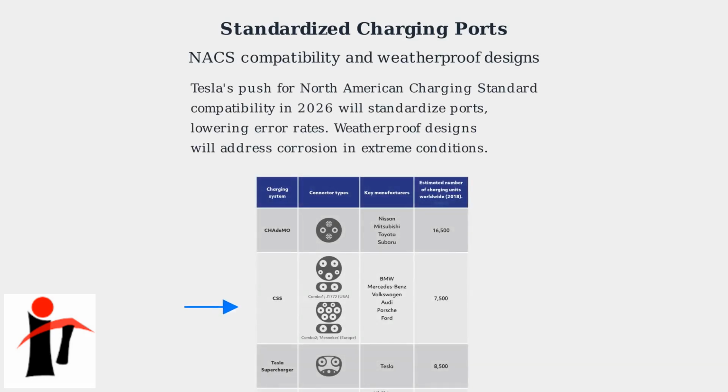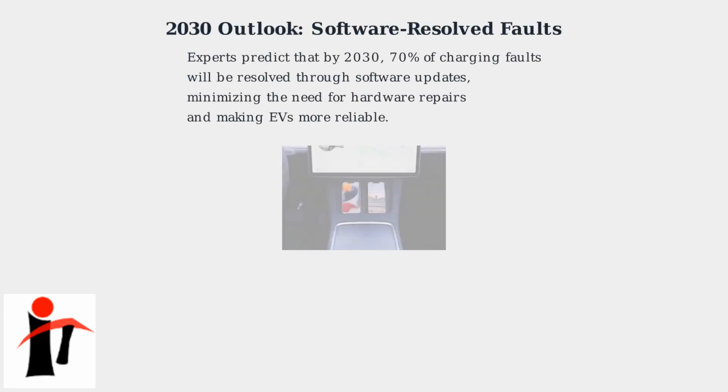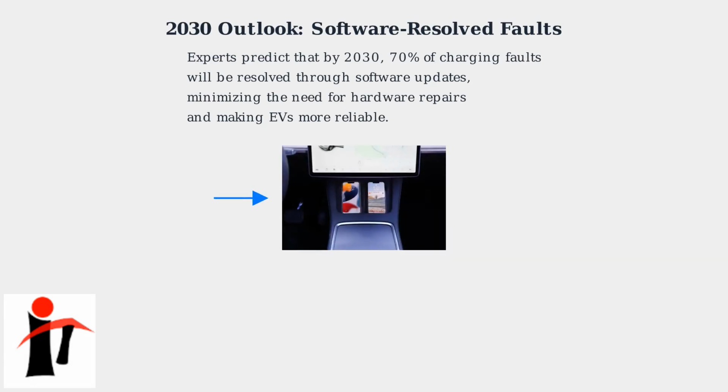Tesla's adoption of the North American Charging Standard in 2026 will create uniform connectors across manufacturers, significantly reducing compatibility errors. Additionally, weatherproof designs are being developed to combat corrosion from extreme weather. Looking ahead to 2030, the majority of charging faults are expected to be software resolved through over-the-air updates, making electric vehicles more dependable and reducing maintenance costs for owners.